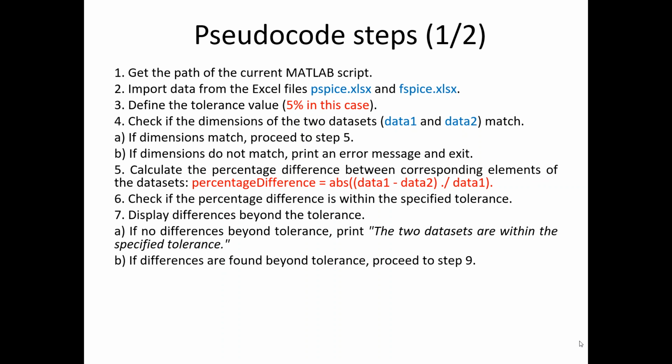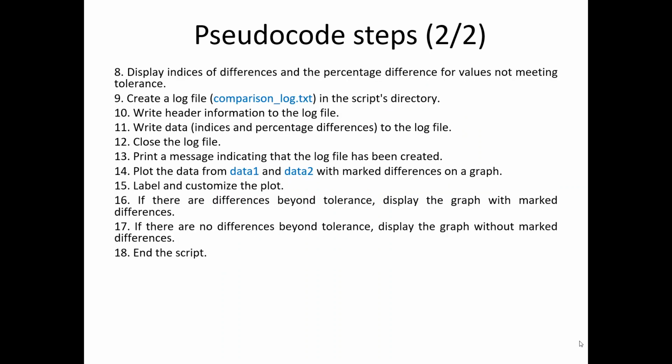And then we check if the percentage difference is within the specified tolerance. We display differences beyond the tolerance. If no differences beyond tolerance, we print the two data sets are within the specified tolerance. If differences are found beyond tolerance, then we proceed to the next step. Yan. Then we also display indices of differences and percentage difference for various values not meeting tolerance.